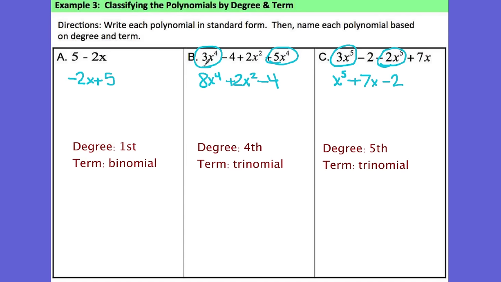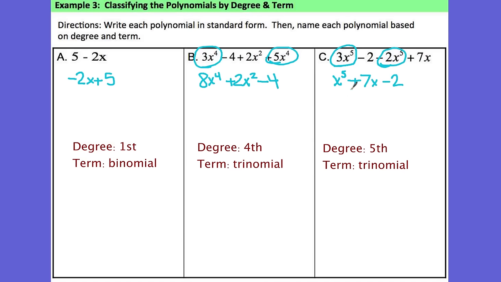And on b, we have 2 terms that are x to the 4th, so they are like terms. So we can add 3x to the 4th plus 5x to the 4th to get 8x to the 4th. And then these other 2 terms are not like terms to anything but themselves, so they just get rewritten in order of highest exponent to lowest exponent. And so that's why we have 8x to the 4th plus 2x minus 4. So again, the 4th degree, and it is a trinomial because it has 3 separate terms.